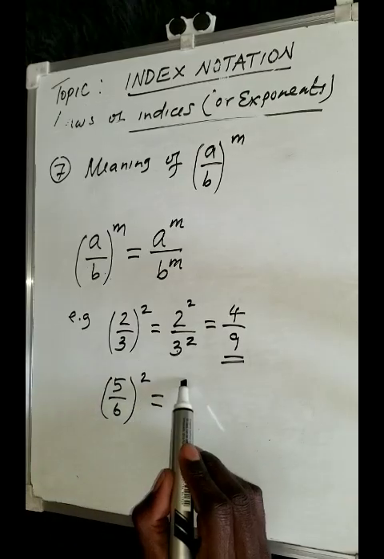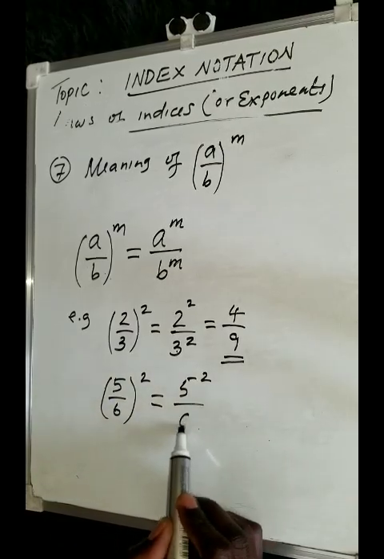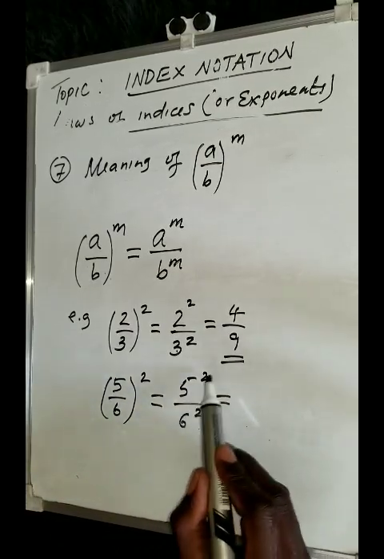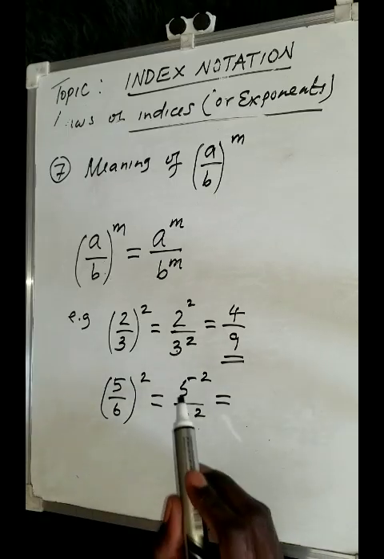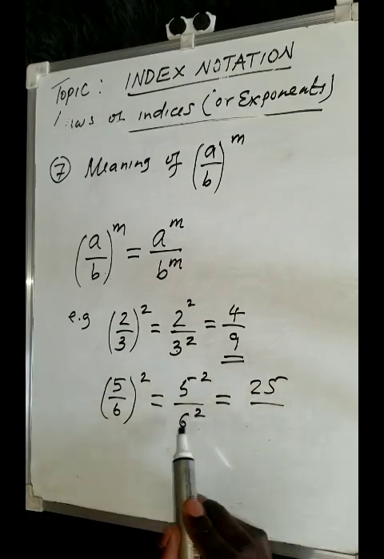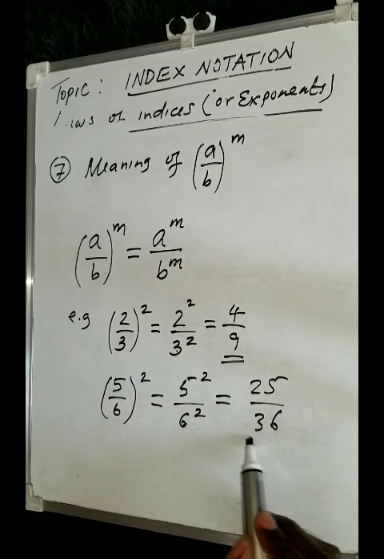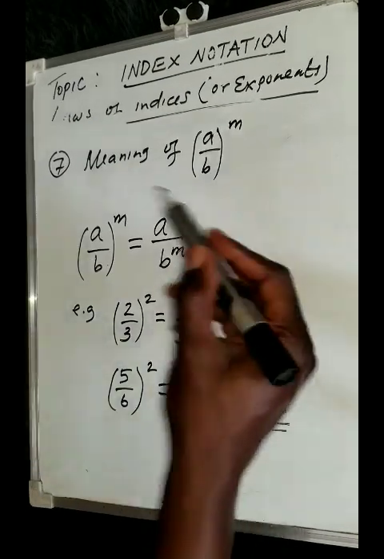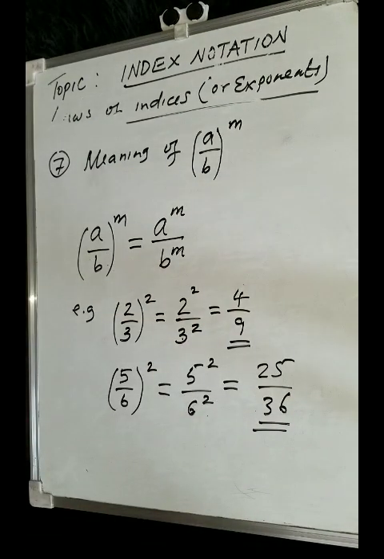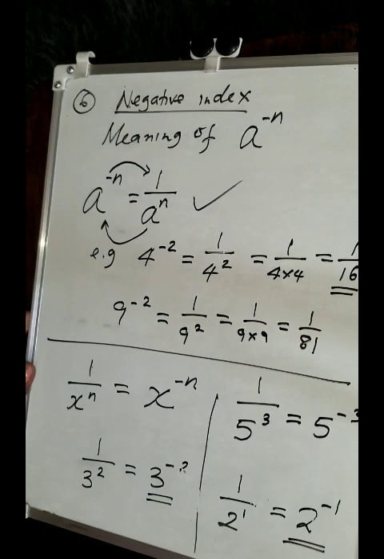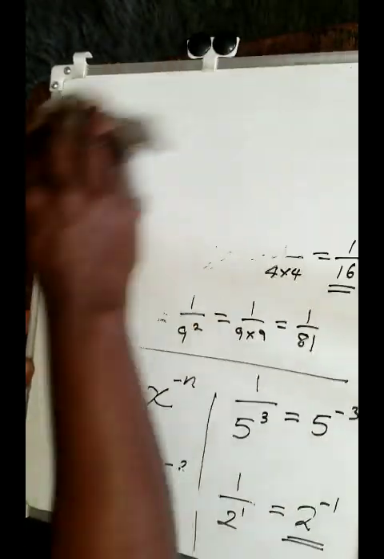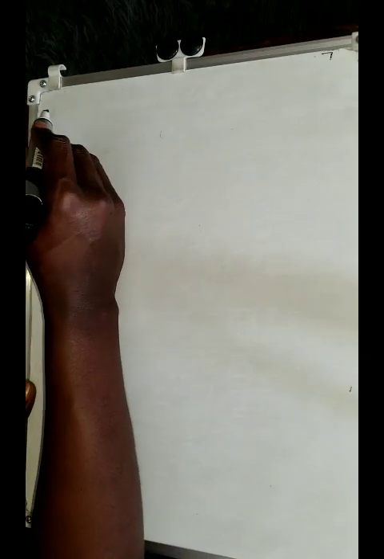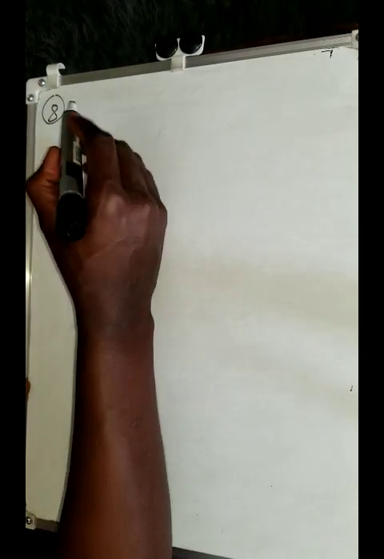What's the meaning? Oh yes, 5 raised to the power 2 over 6 raised to the power 2. If you want, you can work out that further. 5 raised to the power 2 is 25, and 6 raised to the power 2 is 36. That's what we mean. So you can see the meaning of that very important concept. Let's look at 8. I hope you are getting the concept of what we are talking about as being indices.